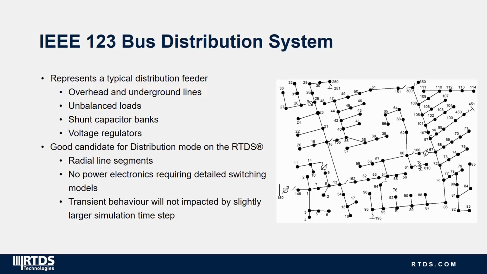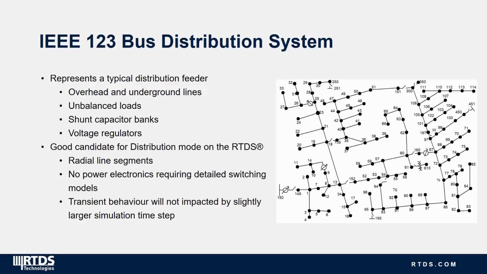Now, this system represents a typical distribution feeder and contains overhead and underground lines, unbalanced load, and the typical voltage drop problems that you find in distribution systems. These voltage drop problems are then addressed through the use of shunt capacitors and voltage regulators.